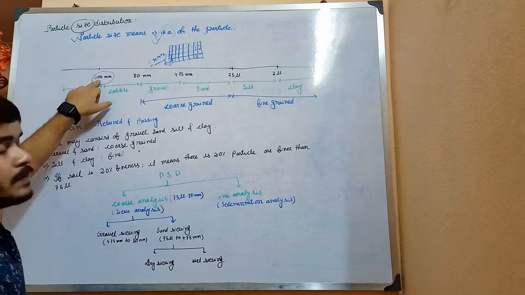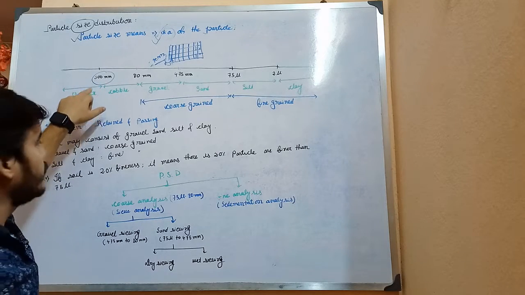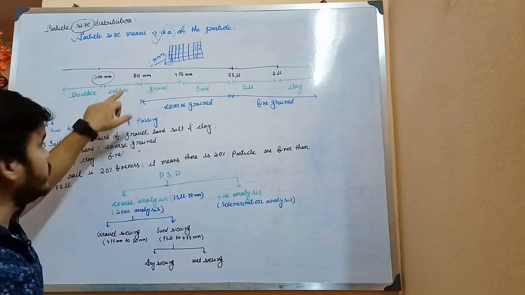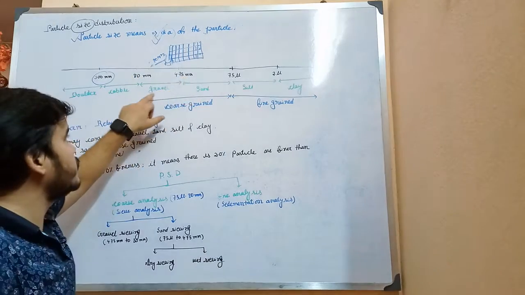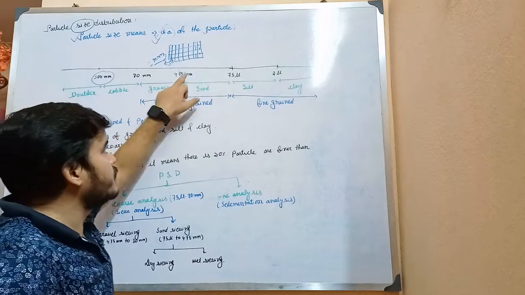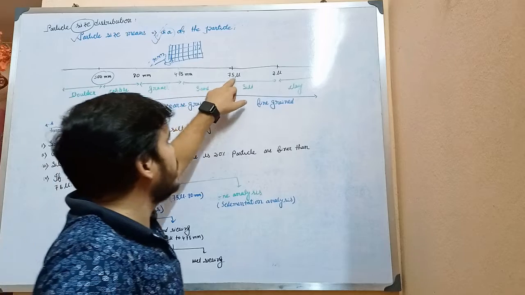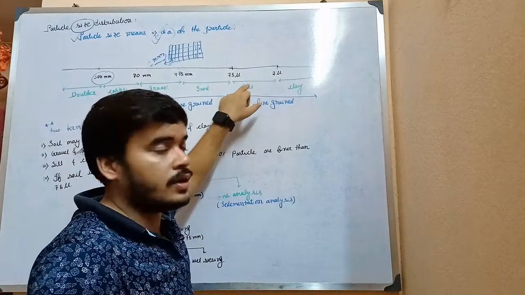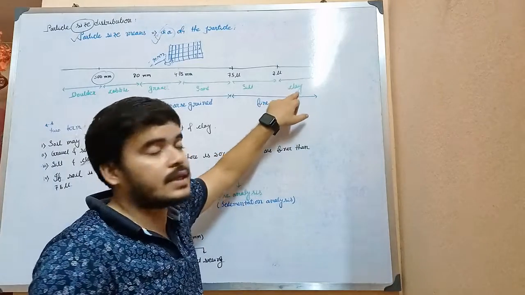First, if the particle size is greater than 300 millimeter, it is called boulder. 300 to 80 millimeter, it is called pebble. 80 to 4.75 millimeter, it is called gravel. 4.75 millimeter to 75 micron, it is called sand. And 75 micron to 2 micron, it is called silt. And smaller than 2 micron, it is called clay.